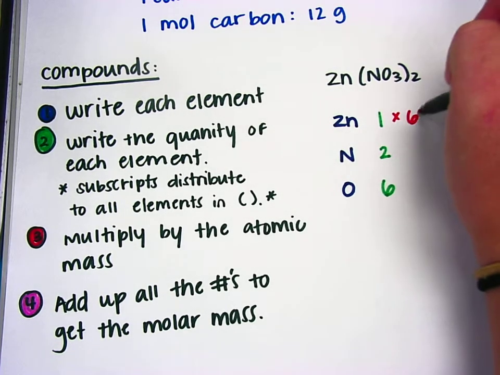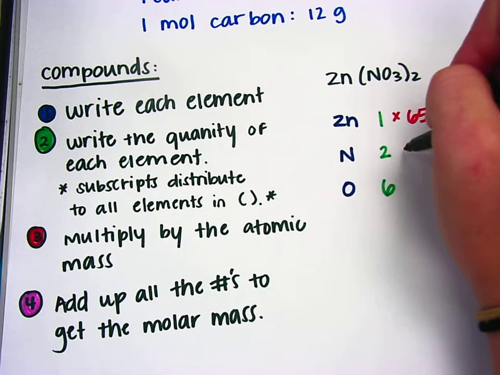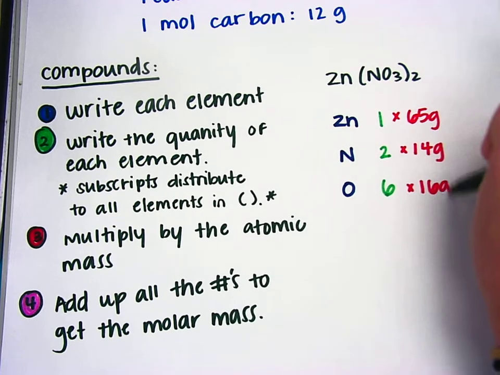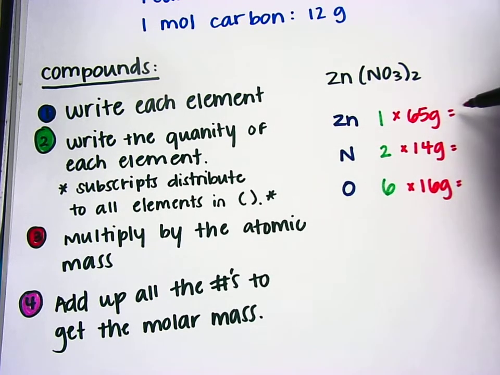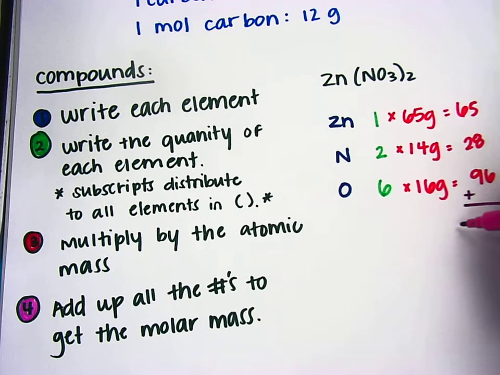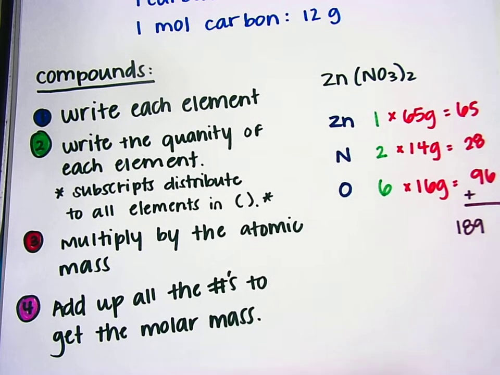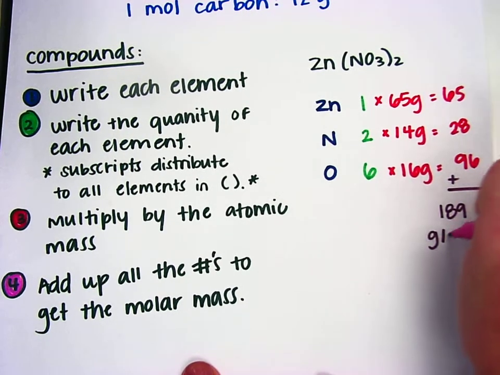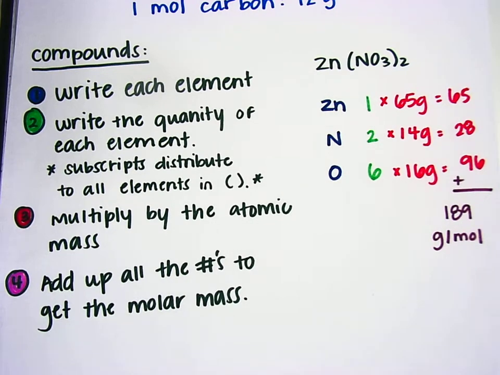The mass of zinc is 65 grams. The mass of nitrogen is 14 grams. And the mass of oxygen is 16 grams. And I'm going to multiply those numbers out. That's step 3. And then finally, to get step number 4, we are going to add all of those numbers up. That's 189. And my units here for molar mass are grams per mole. And that's how you calculate the molar mass of a substance.